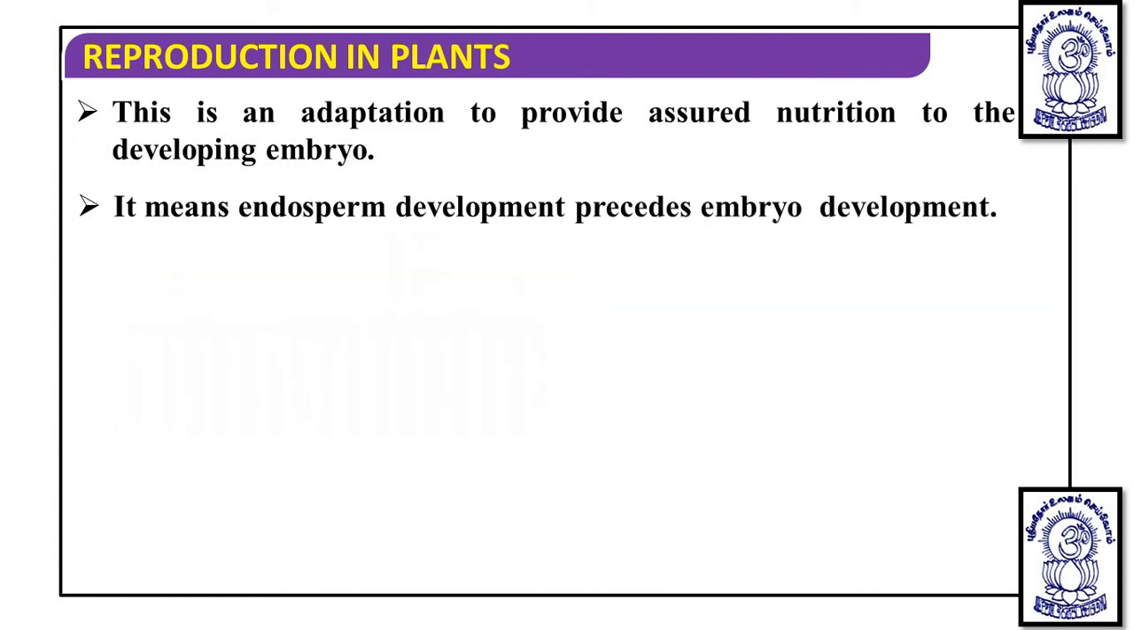So here, this is the important statement. You should focus here, and sometimes you will get a question from this. The endosperm development precedes the embryo development, means it occurs before the embryo development. Okay, so this is the most important statement with respect to the question. You should remember that.